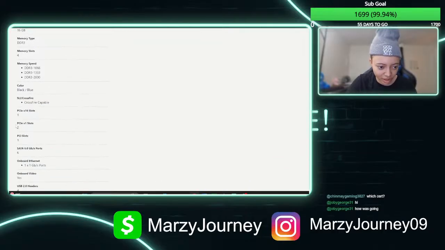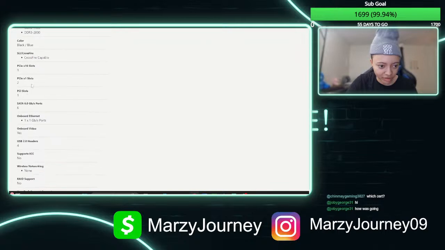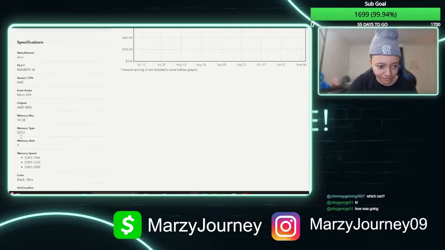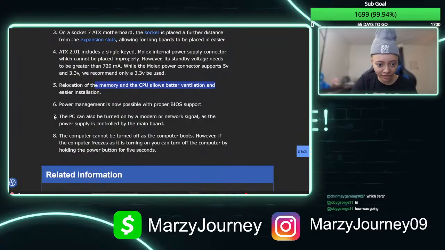PCI slots. Wow. You got PCI x16, 1 slot. Onboard video, USB 2. Oh, okay. So damn, they're actually about to teach me what all of this means. Bro, I'm about to get an overmax computer one of these days. One of these days it's gonna be fire. I'm gonna know exactly what to get.